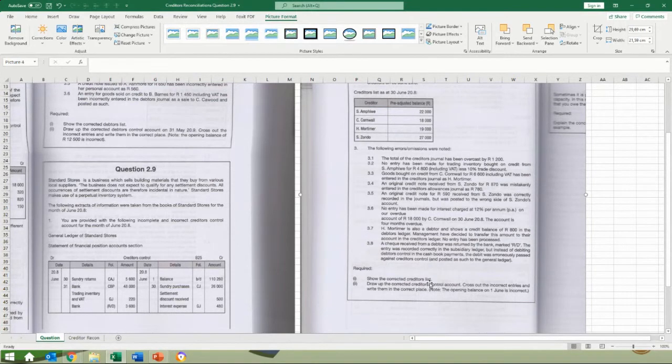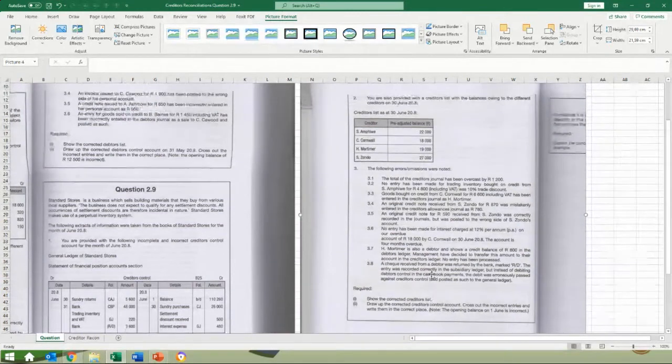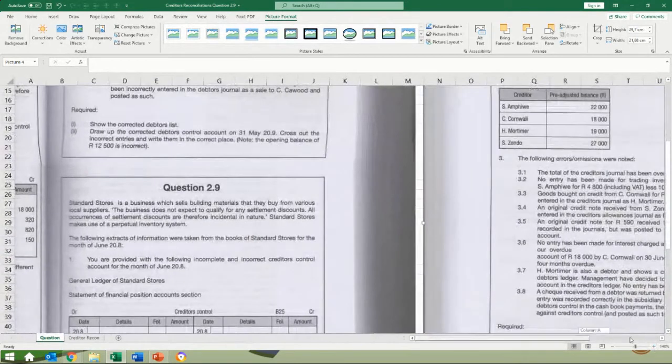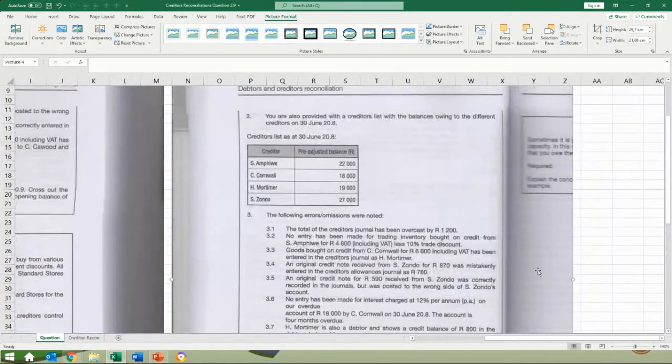Okay, so the first thing we had to look at is they asked to show the corrected creditors list. So you would start off with point number 2. They've already given you the creditors list as at 30 June. So they've already gone and prepared the creditors listing for June with all of the transactions. But now what's happened is there have been some errors that still need to be reflected. So that is indicated under point number 3.